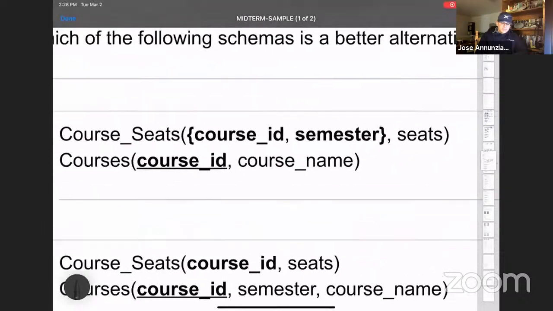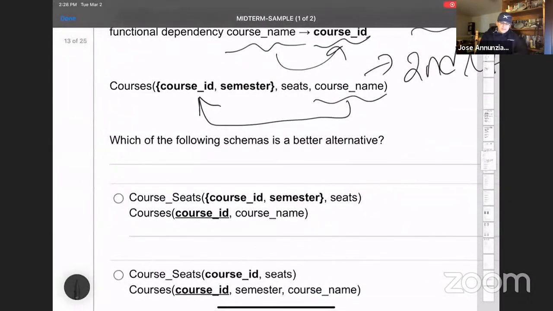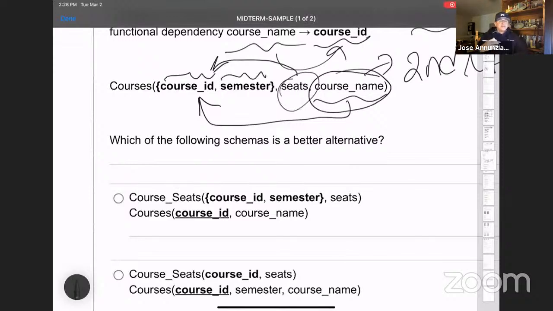So let's see. We basically want to move this course name over to a separate table. Notice that seats is okay. It depends on both, meaning for a given combination of a course and a semester, you'll have one number of seats available. In a different semester, for the same course, you might have a different number of seats, which is perfectly fine. But the course name is always going to be the same. That's why there's a dependency between these two. No matter what the semester is, the name of the course is not going to change.